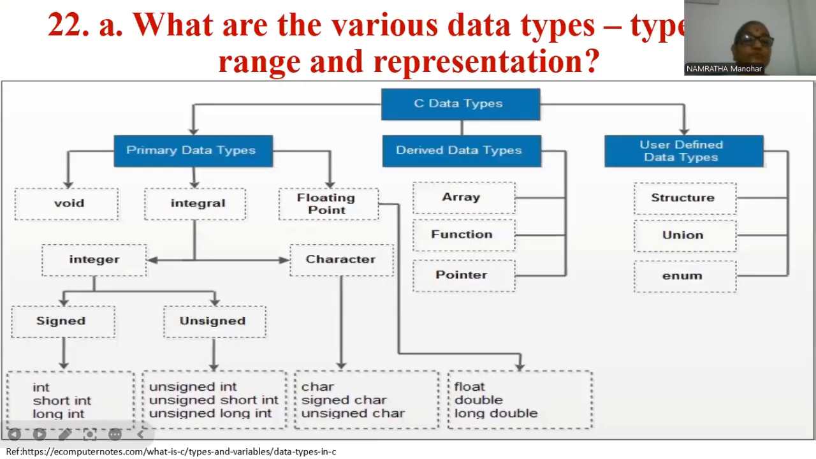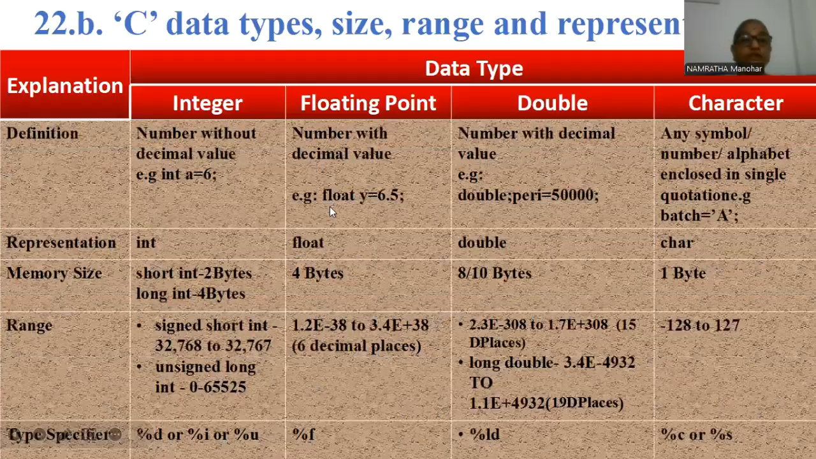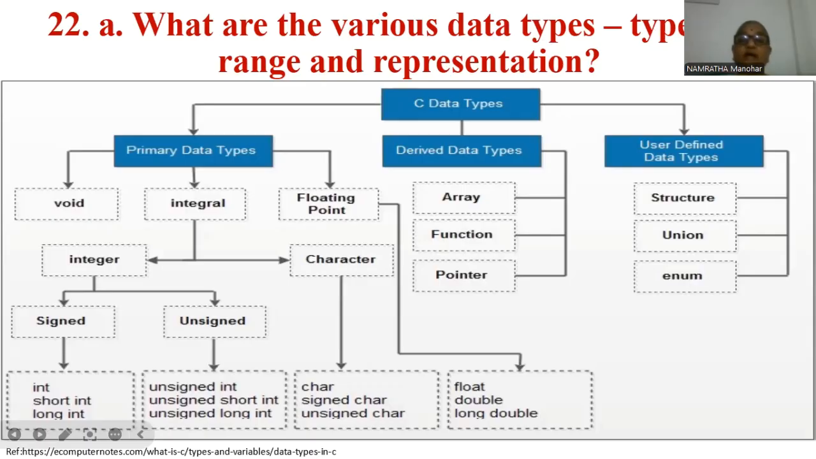Now, question number 22. I have split it into: what are the various data types in the C programming language? Primary data type, derived data type and user-defined data type. C is a very strong language, even though its support for derived data types is limited. But during our data collection and processing of large amounts of data, and for effective use of memory also, we need some specific support.